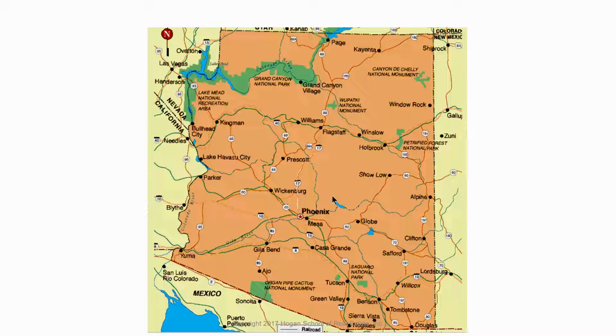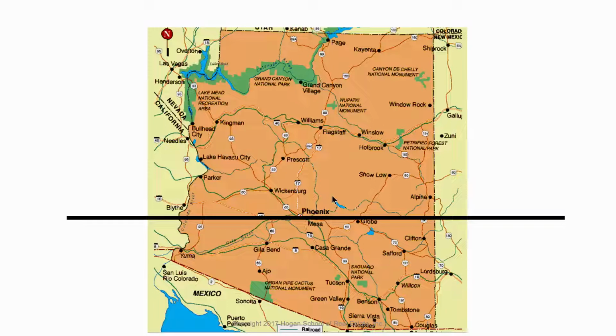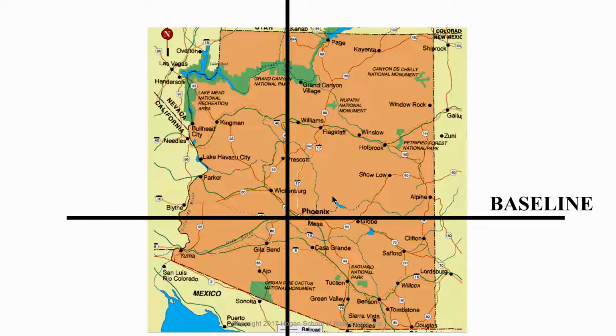So, as surveyors are known to do, they started drawing some east-west and some north-south lines. The east-west line they drew through this point of beginning is called the baseline. Many of you are familiar with Baseline Road just south of Phoenix, and it's called Baseline Road because it runs right along the baseline. The north-south line that they drew was called the meridian.